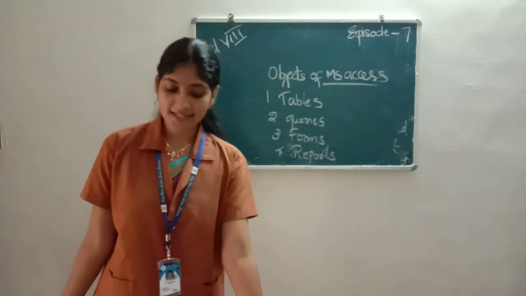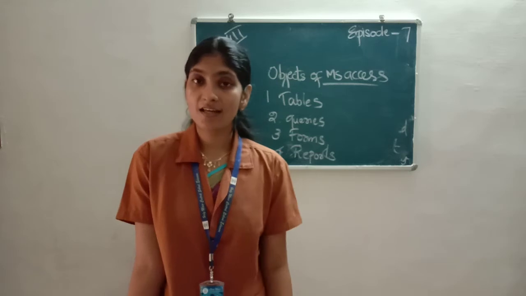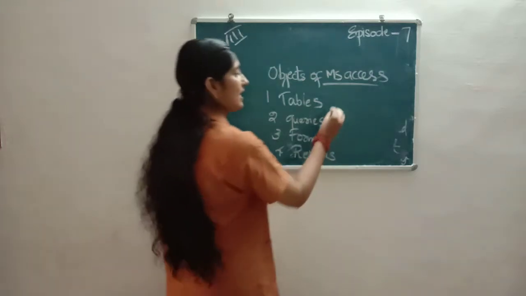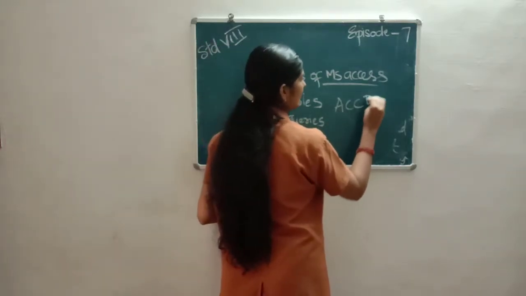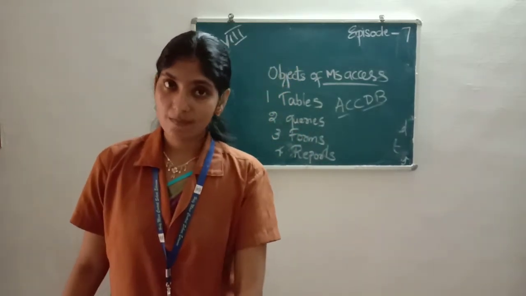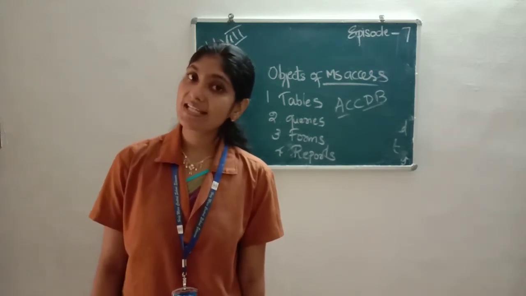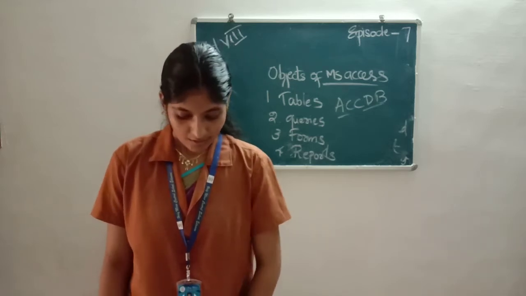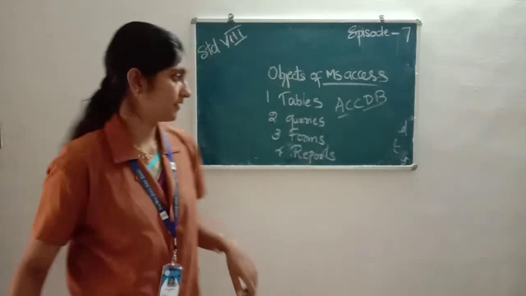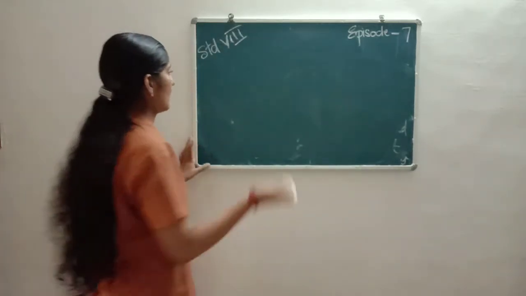Then in Access 2007, all database objects are stored in a single file with a file name and an extension, that is ACCDB, Access Database. So let's see some examples of table, query, form and report.